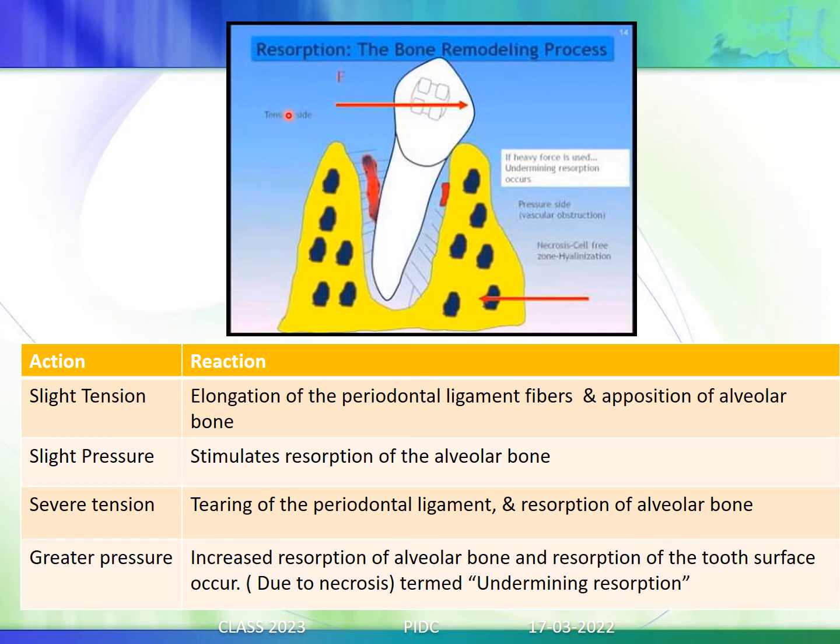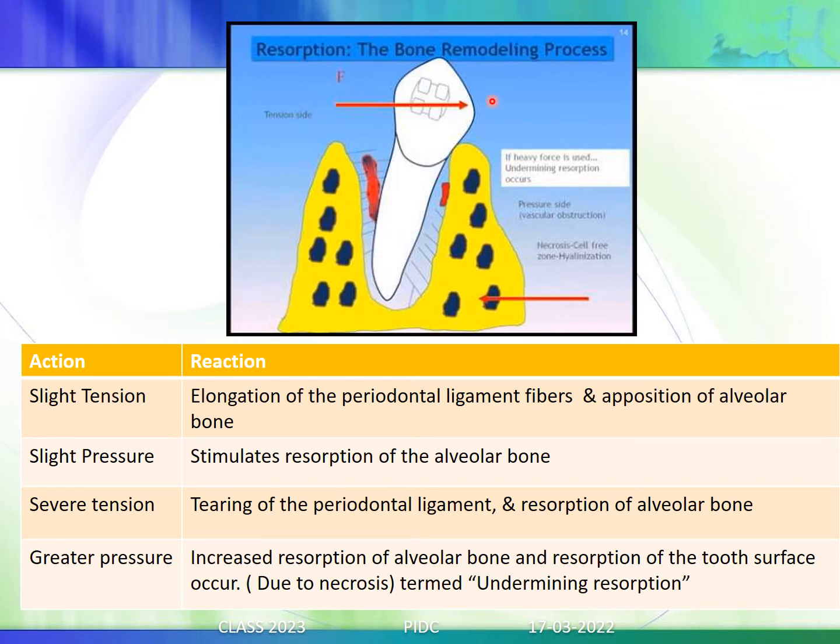So what happens on the tension side is that there is going to be elongation of the periodontal ligament fibers, and there could be apposition, or formation, of alveolar bone in this area. And if there is slight pressure in this area, there is going to be a little resorption. So you can very clearly see that it is elongated, and in this area a little resorption has started to take place. But if there is going to be severe tension, what happens?